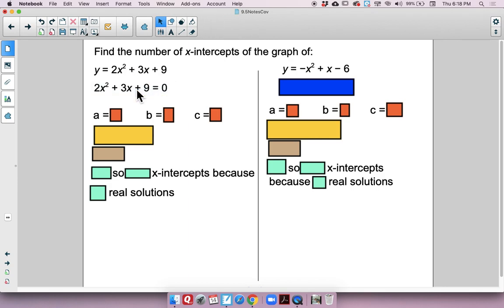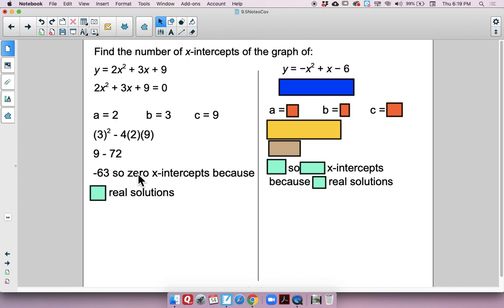So, exactly, put it in standard form. A, B, C. What's the discriminant going to be? 3 squared minus 4 times 2 times 9. And what do we get out of all that? Ooh, we get a negative. So how many x-intercepts? Hopefully you say 0, because there's no real solutions. And again, the number of real solutions is going to be the same as the number of x-intercepts. So 0 real solutions means 0 x-intercepts. Okay, try the next one.